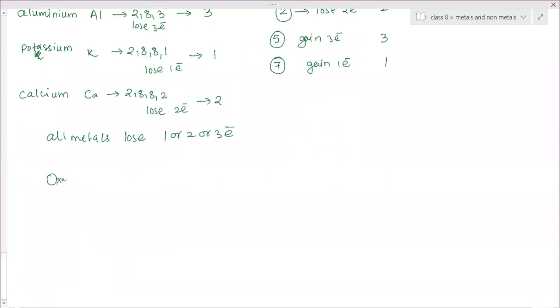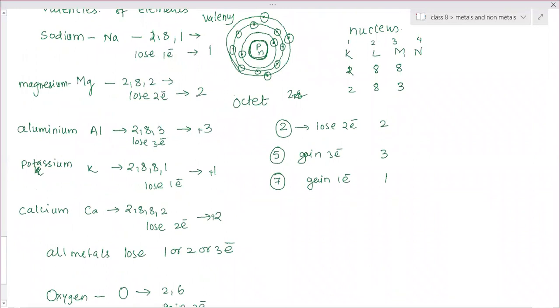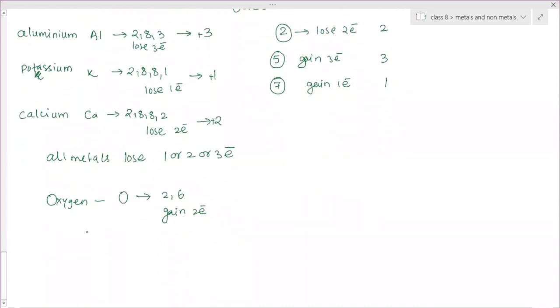Now about the non-metals. Oxygen, symbol is O. It has 2,6 electronic configuration. What will it do? It will gain 2 electrons. When it loses electrons, the valency has a plus sign, because after losing electrons, that atom gets converted into a positively charged particle. So therefore plus is written there. 2,6 is the electronic configuration of oxygen, so it has 6 electrons in the last shell. To complete 8 electrons, it has to gain 2 electrons. So valency is 2, but this is minus 2, minus sign because it has gained 2 electrons.